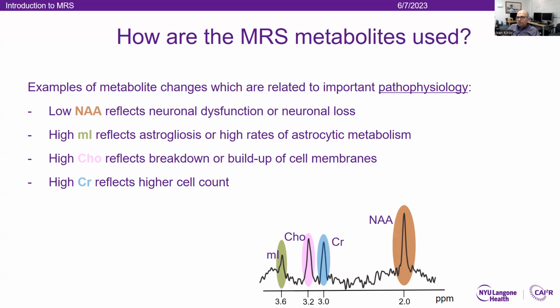High choline reflects breakdown or buildup of cell membranes that is abnormal. So, for example, if a lot of cells are broken down by an infection, choline may increase. If there's more cells being made, that means there's more cell walls being made, and of course, cancer is the prime example of this. High creatine reflects higher cell count most likely. Usually the creatine peak does not change as much as the other peaks, but certainly it can change, and it may reflect the presence of more cells than usual, such as in, for example, astrogliosis or cancer.